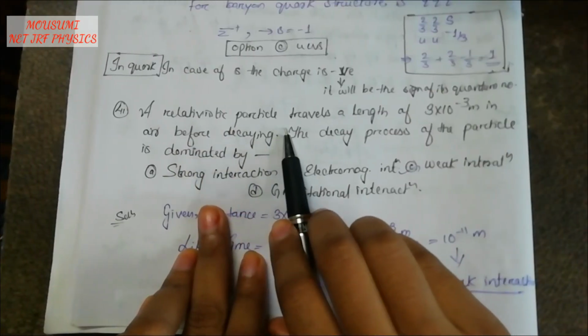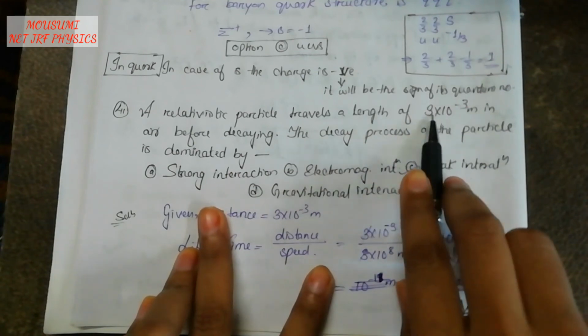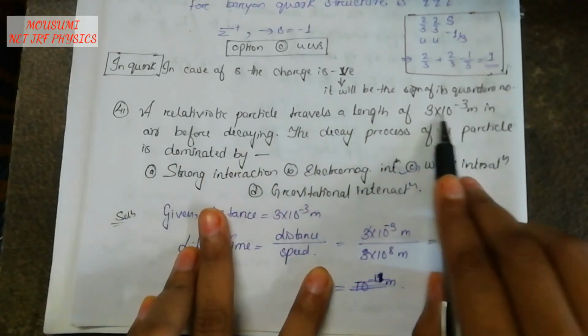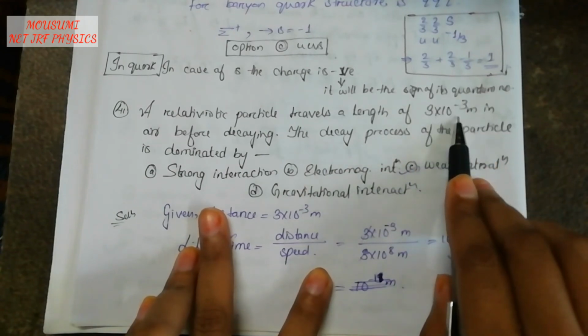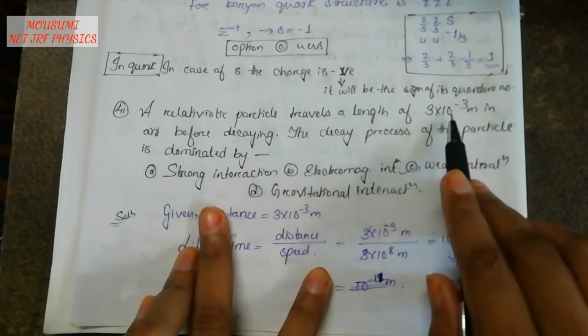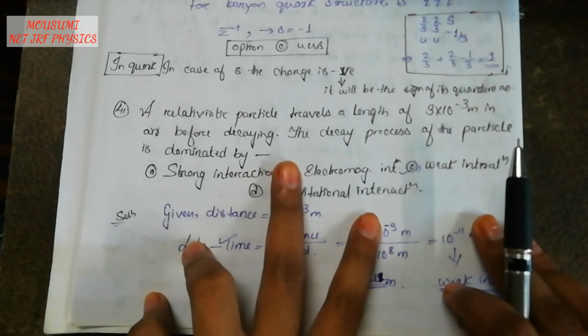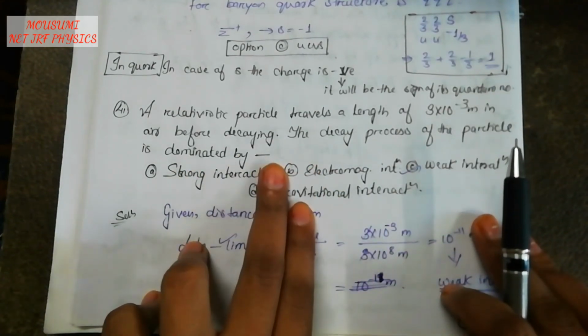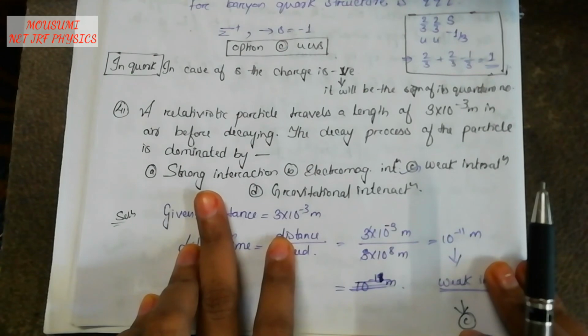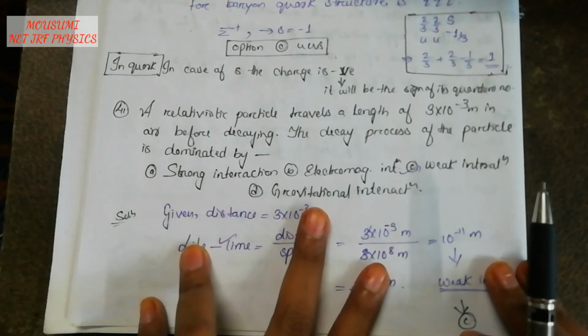Next, a relativistic particle is traveling a length of 3 × 10⁻³ meter in air before decaying. This is the distance traveled by a relativistic particle in air before decaying. Next, the decay process of the particle is dominated by what? We have 4 options. The first is strong interaction, second is electromagnetic, third is weak, and the fourth is gravitational.